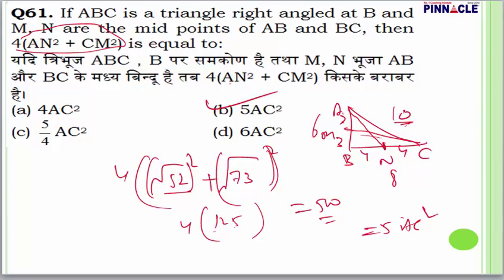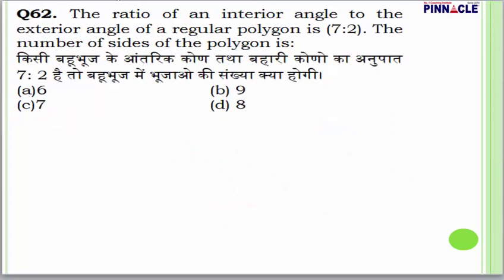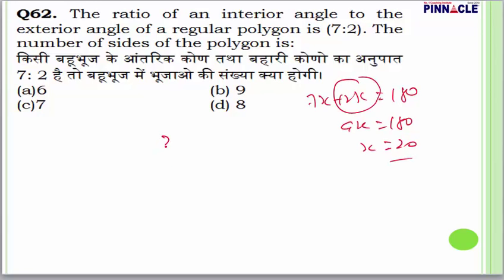We have made this according to Pythagoras calculation and used it accordingly. Question number 62. The ratio of an interior angle to the exterior angle of a regular polygon is 7:2. 7x plus 2x is equal to 180, because the sum of interior angle and exterior angle is equal to 180. 9x is equal to 180, x is equal to 20. So exterior angle is 40. 360 divided by 40 would be equal to 9. So number of sides would be 9, option B. Number of sides is equal to 360 divided by exterior angle.